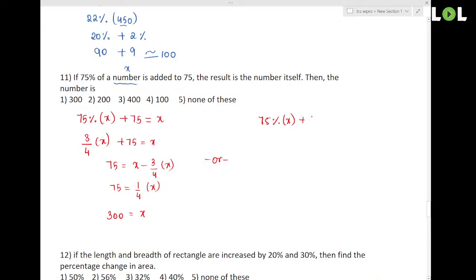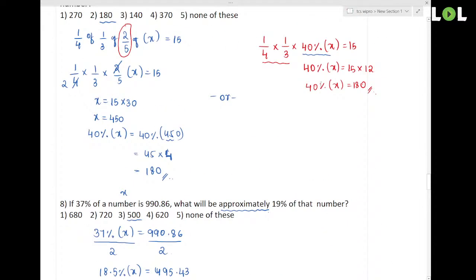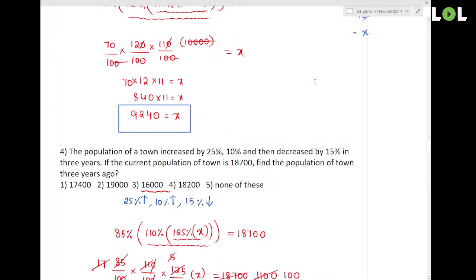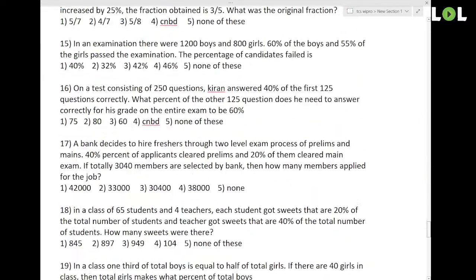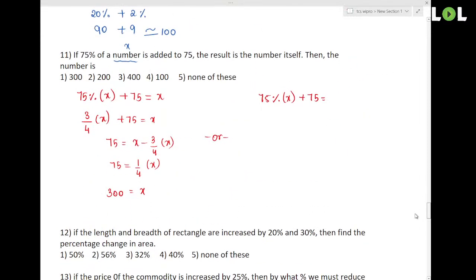75% of x is added to 75. That is equal to x itself. Look, I gave you a tip here in, I think, a previous problem somewhere. Where was it? Here, you see, x can also be written as 100% of x. If you use that simple trick here, you can do it in a much faster way. Check this out. In place of x, I can write 100% of x.